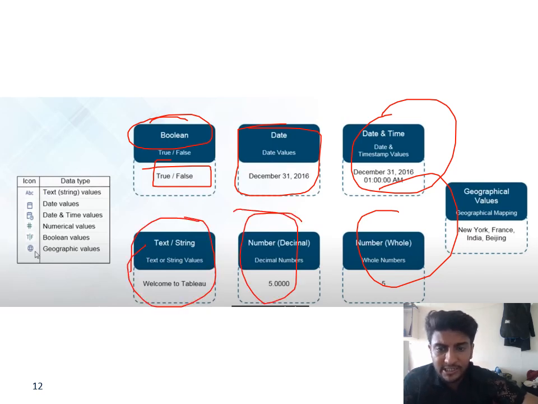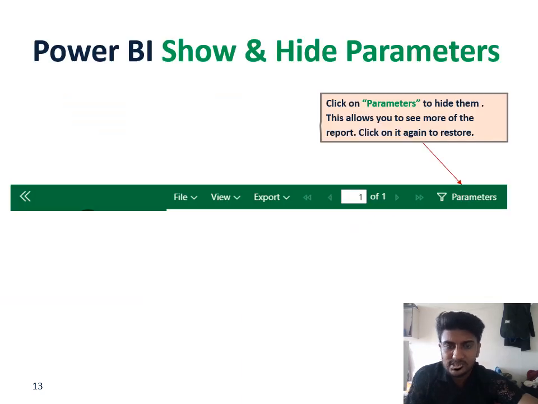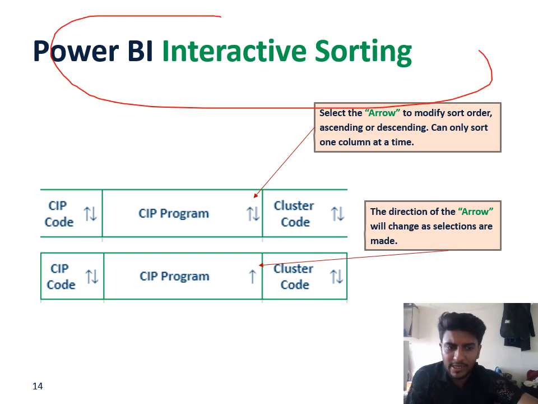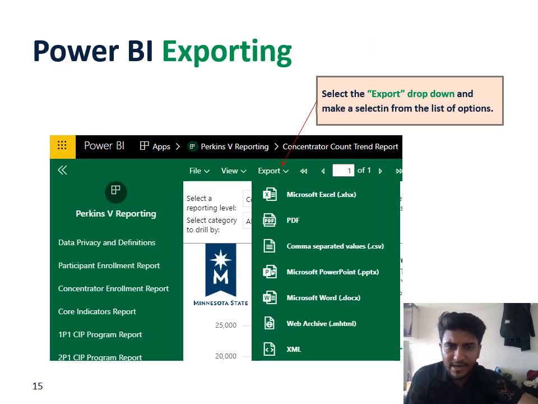There can be auto detection, but you need to remember that there are certain interfaces which are case sensitive, so you need to be very careful when you deal with case sensitive topics. Then show and hide parameters. There is interactive sorting. And finally, after you're done, you can import a file, you can also export the drop down by selecting this option.